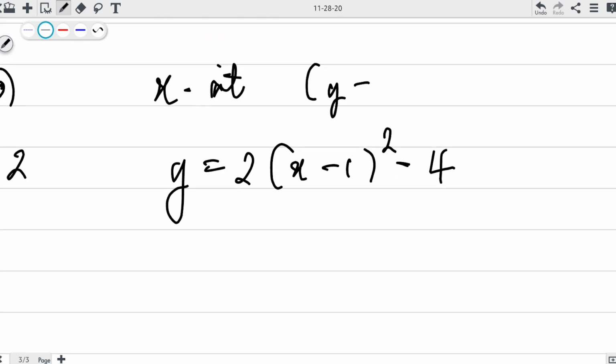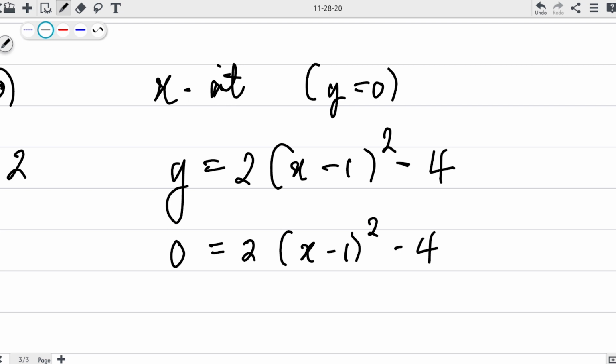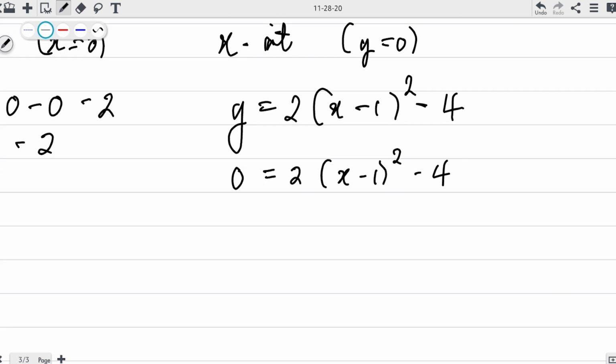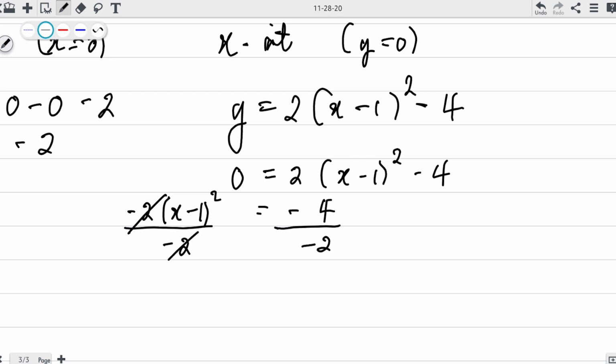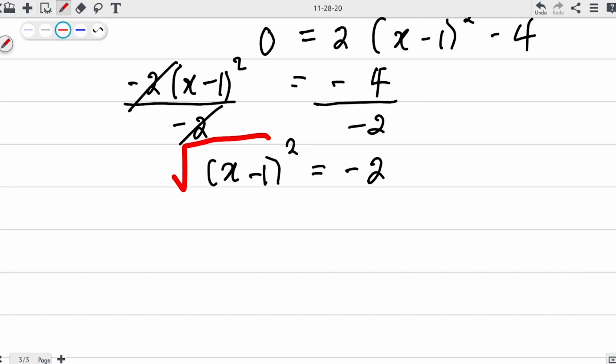Set y equals 0. So this will become 0 equals 2 times (x minus 1) squared minus 4. Sige, lilipat natin sa left side. It will become minus 2 times (x minus 1) squared equals negative 4. We can divide both sides by negative 2. So cancel na to. May iwan na lang sa atin ay (x minus 1) squared equals negative 4 over negative 2. That's negative 2. And then we can get the root of both sides.